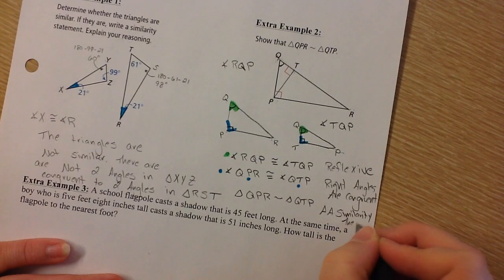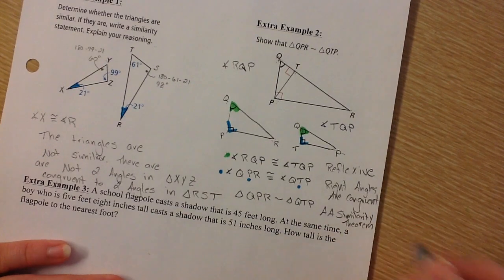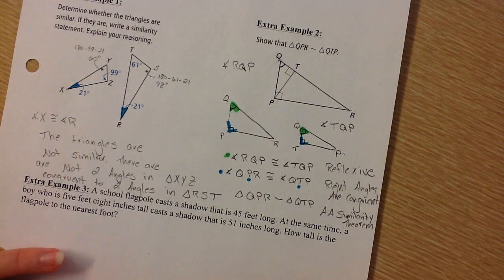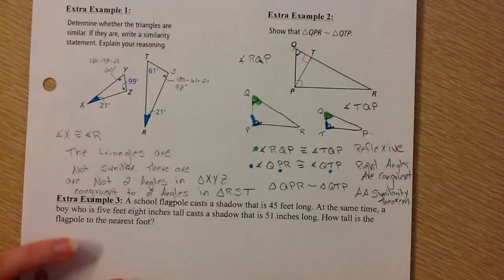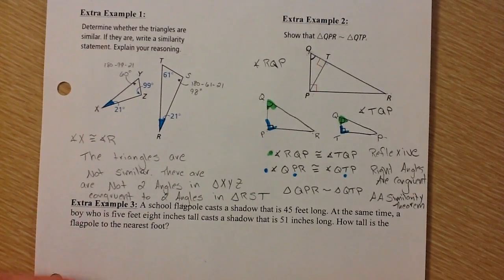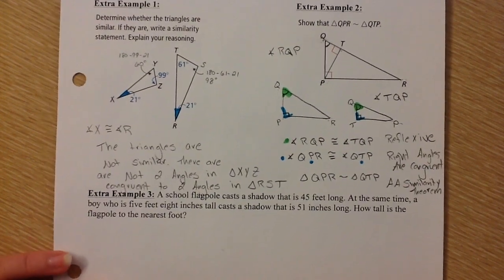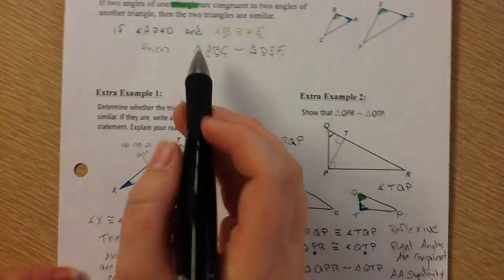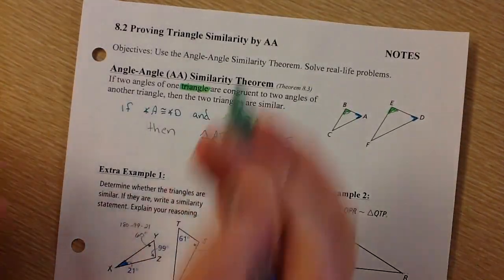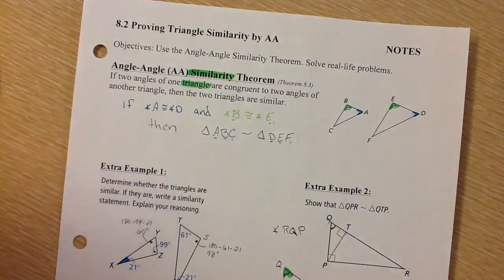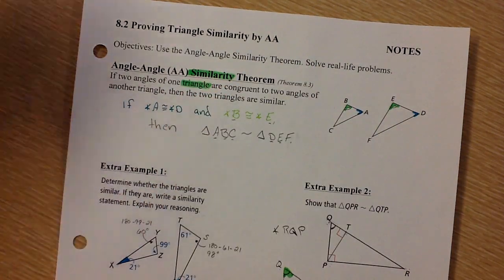Again, it's very important to notice these are similarity theorems, not to be confused with our congruence theorems. If you remember from previous sections, we had our congruence theorems: side-angle-side, side-side-side, HL theorem, angle-side-angle, and angle-angle-side. Those are all our congruence theorems. This is a similarity theorem, a very important difference. It's proving two things are similar.